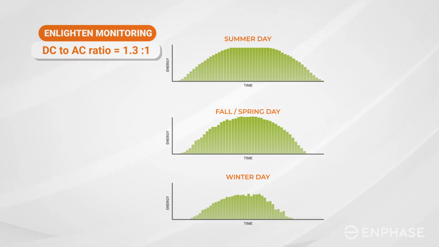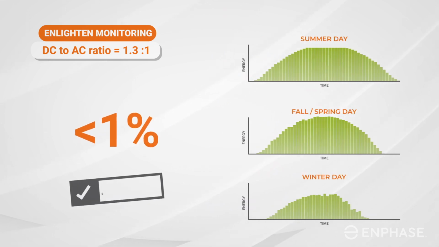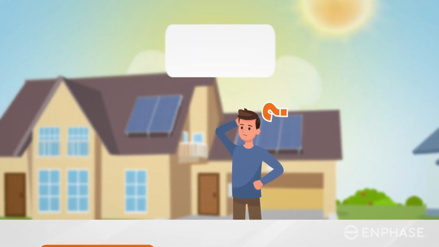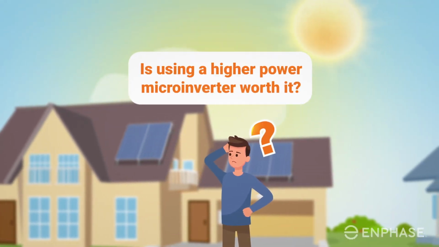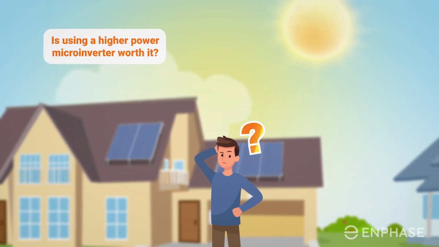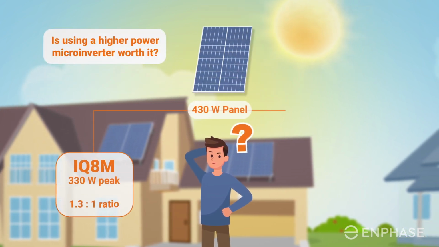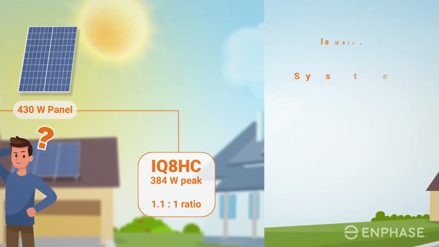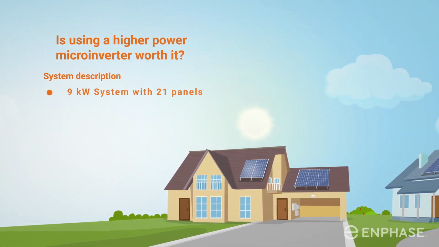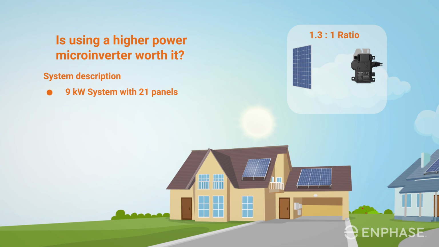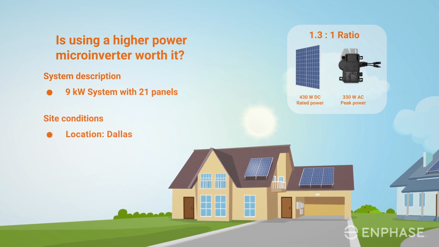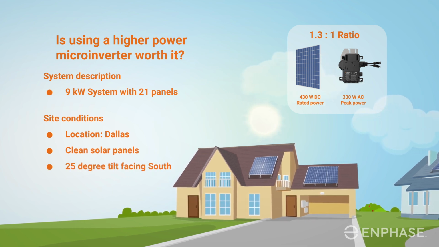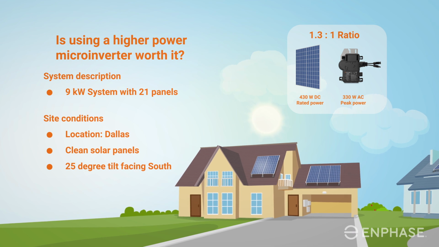Computer modeling of this pairing tells us that less than 1% of potential energy production is not captured on an annual basis. How can we be sure that we've selected the optimal pairing of microinverter and solar panel? A simple way is to compare the value of the uncaptured energy to the cost difference of using a higher powered microinverter. Consider a scenario with a 9 kilowatt system with a 1.3:1 DC to AC ratio, located in Dallas, Texas, with clean new solar panels facing south at an ideal 25-degree tilt. Conditions don't get much better than this.